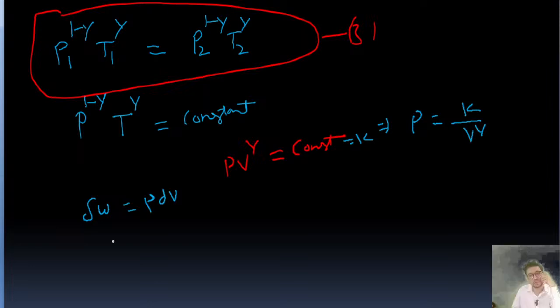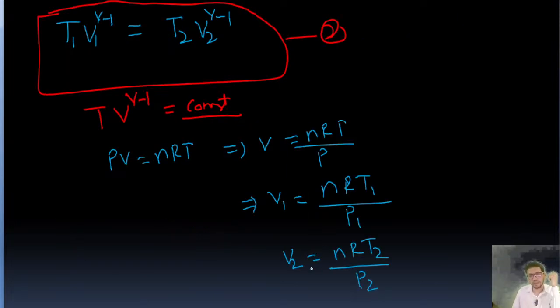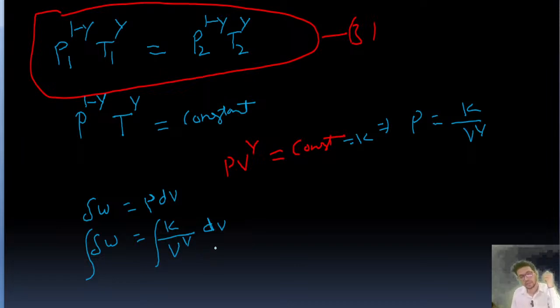Now you just need to put this value: dW equal to K upon V to the power gamma dV. Then you can integrate it, and if you integrate it you will get the work done, W equal to nR(T2 minus T1) upon gamma minus 1, or W equal to P2 V2 minus P1 V1 upon gamma minus 1, in this form. Just put these values and solve it. Simple thing, guys. So this is about work done, and these are very important processes.